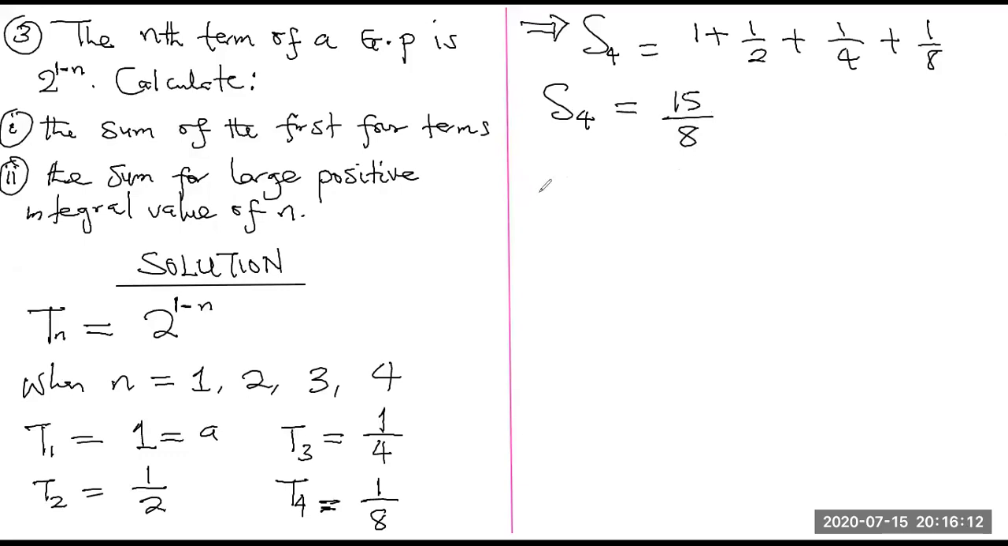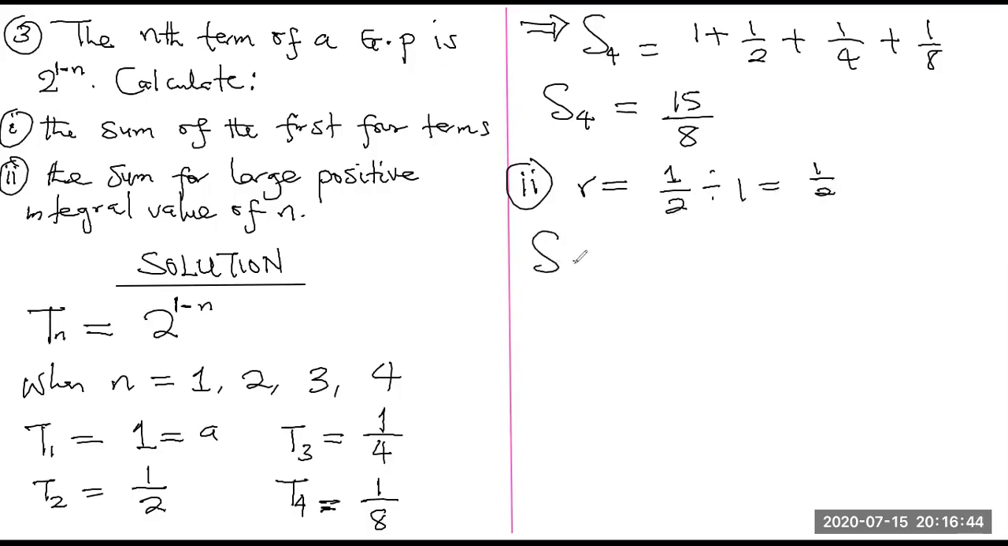Then the next question, which is part II, we are asked the sum for large positive integral values of n. So n is large. All right, that means it's talking about sum to infinity. Let us confirm that for the sum to infinity, our common ratio should be less than 1. Our common ratio R is T2 over T1, which is 1 over 2. The second term divided by 1 is equal to half. Half divided by 1 is half. So we are in order.